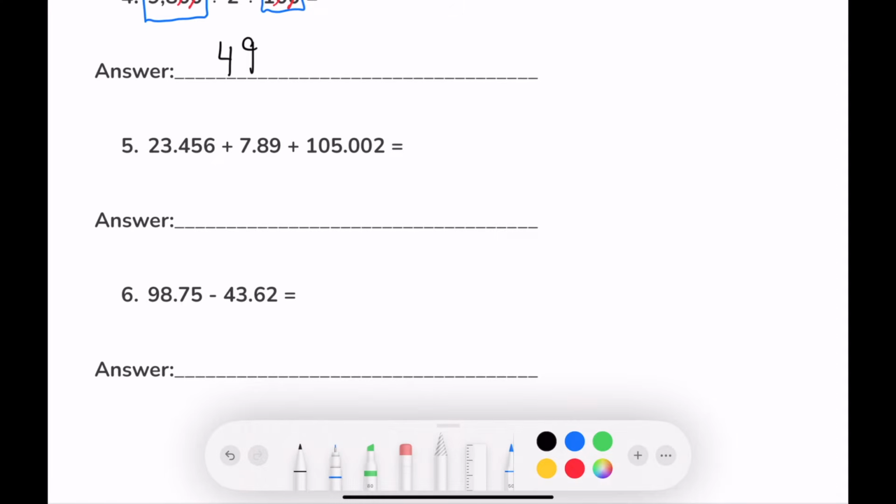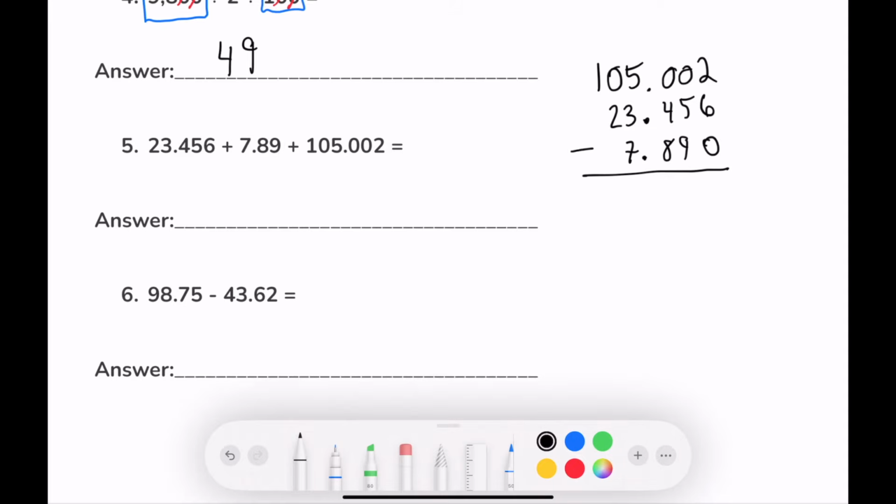So again, I'm going to write the larger number up top. That's 105.002. Underneath that, 23. And remember, the key here is to line up the decimals. 4, 5, 6, and we have 7.89. I'm going to add this 0 as a placeholder. This is an addition problem.